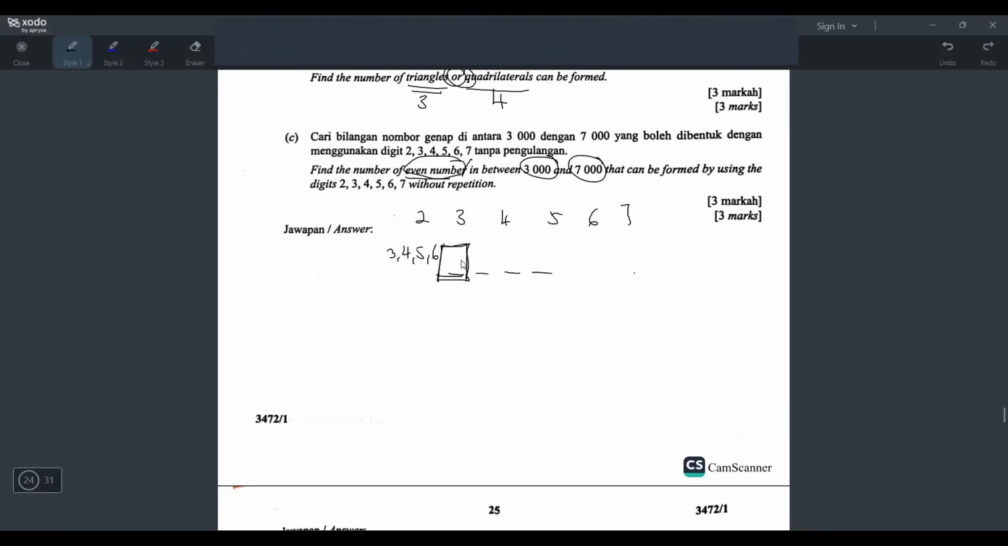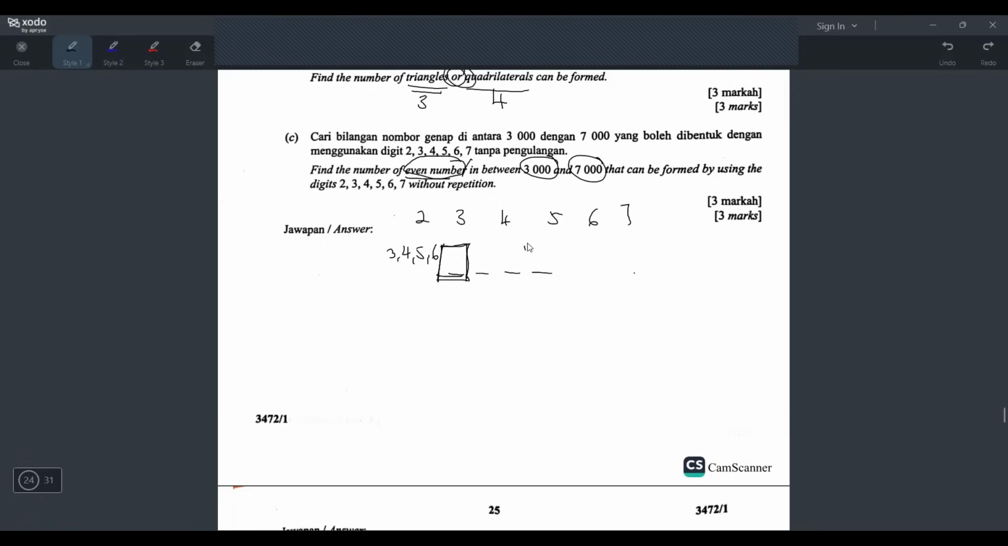Because if you put 2 here, then it will become 2,000 something, and it's not in between 3,000 and 7,000 already, right? In between means it has to be bigger than 3,000 but smaller than 7,000. That is why it cannot equal 7 also. Because if 7 goes in here, then it will be 7,000 something, which is more than 7,000. You agree, right? They don't want this. They want lesser than 7,000, right? That's why you can only put in 3, 4, 5, or 6 inside here.